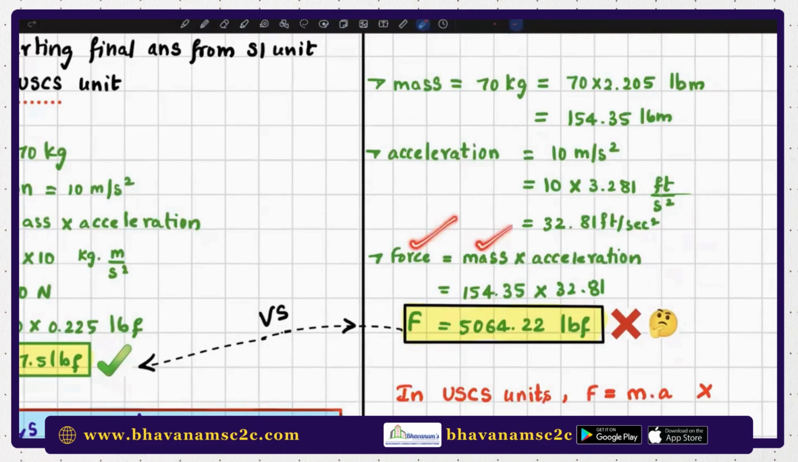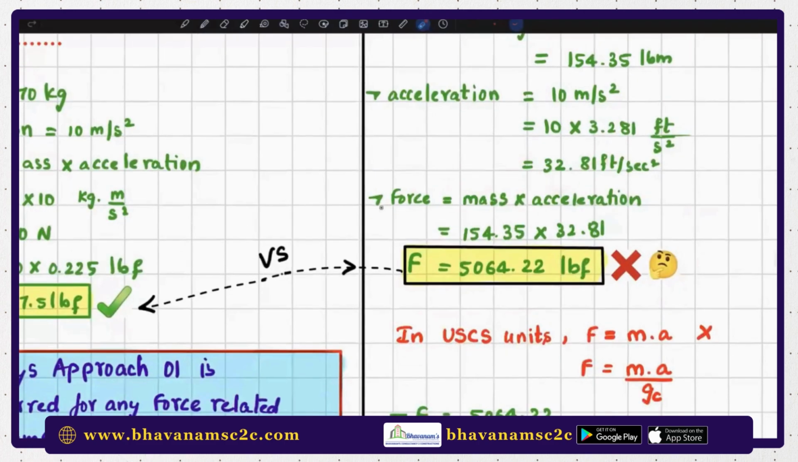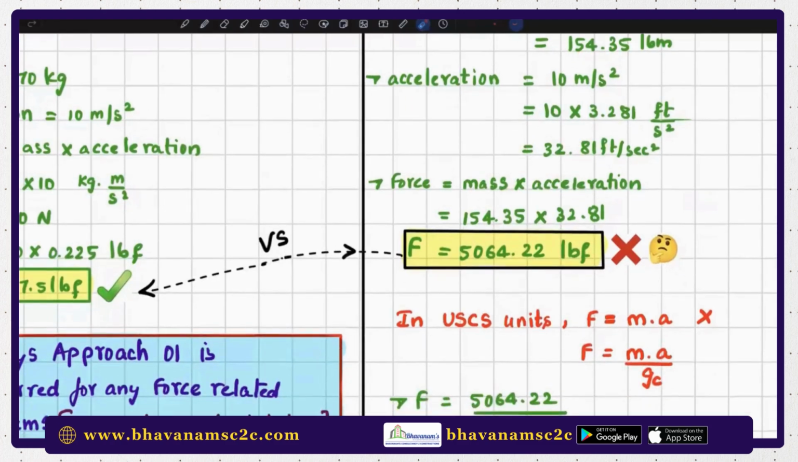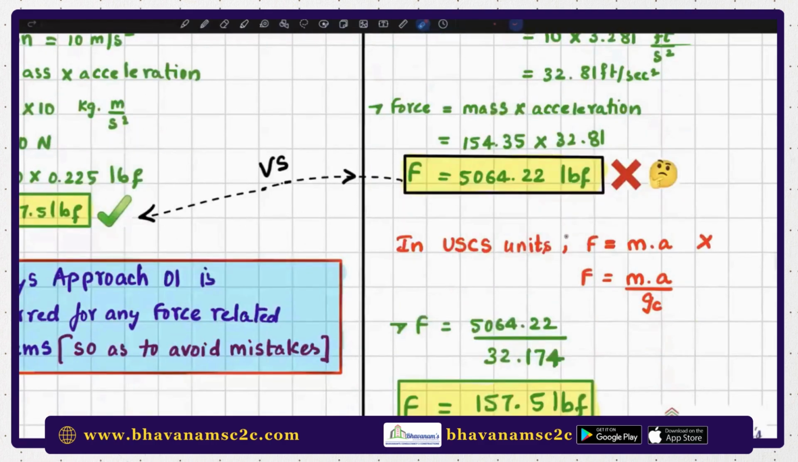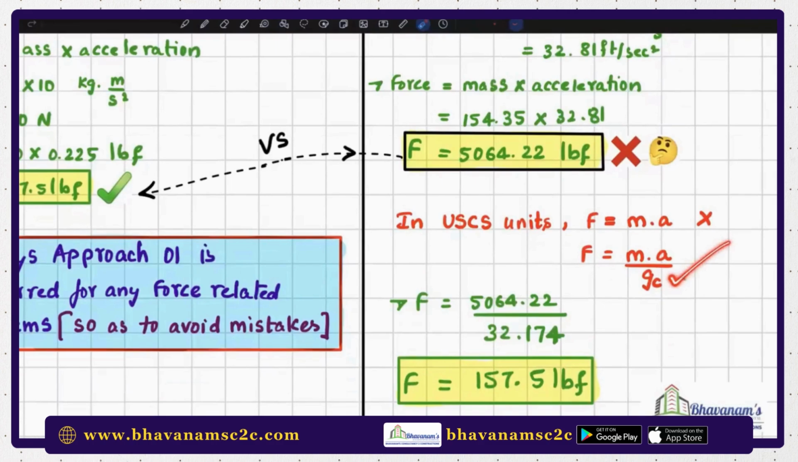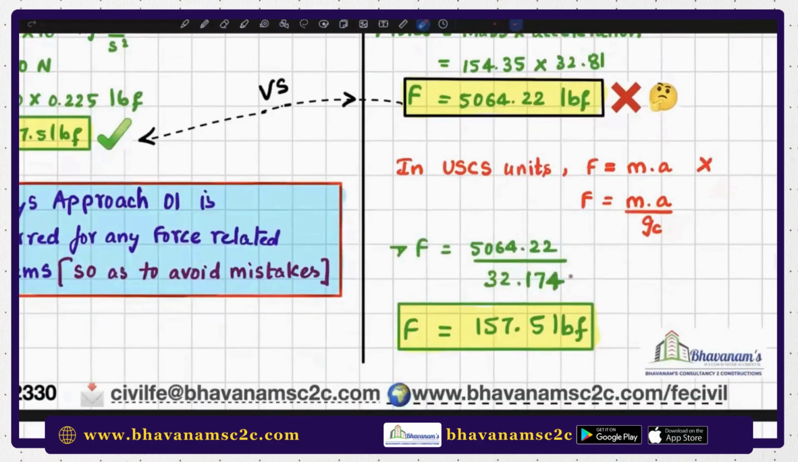Now, the final step: F is equal to mass into acceleration, which we have studied in your intermediate physics or even in your BTech while studying mechanics. So I have taken 154 into 32.81. I have multiplied both. So now I got this F value as 5064 in the US units, pound force. Is it correct? No, it is not correct. Whenever you are in US, if you want to use each term in US, then you have to use the other factor, that is gc, the gravitational constant, 32.174.